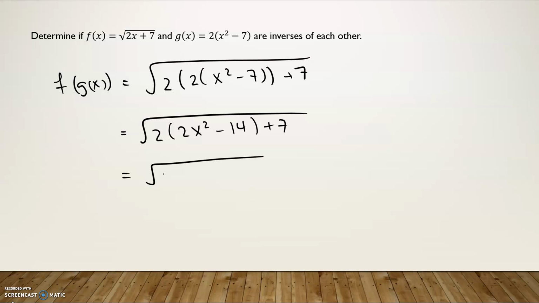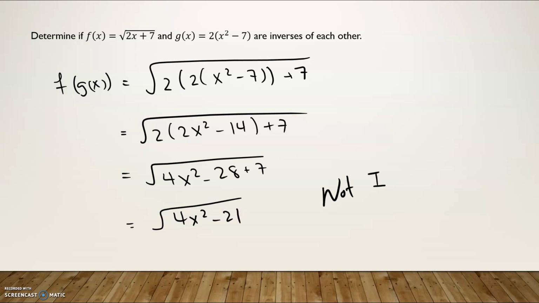Okay, so this is going to be 4x squared minus 28 plus 7. So this is going to be 4x squared minus 21. Okay, it doesn't look like I can do anything else with this. So because this one didn't come out to be x, that means that these two functions are not inverses of each other.